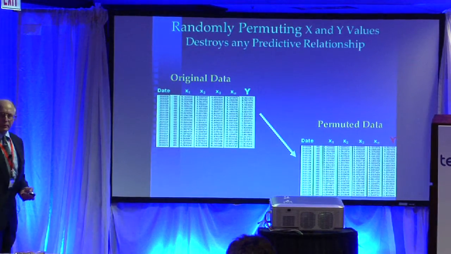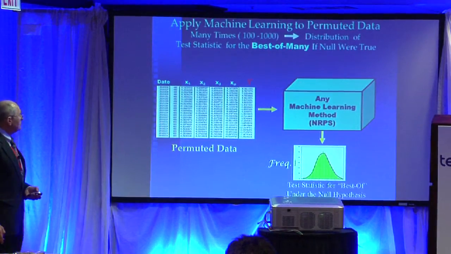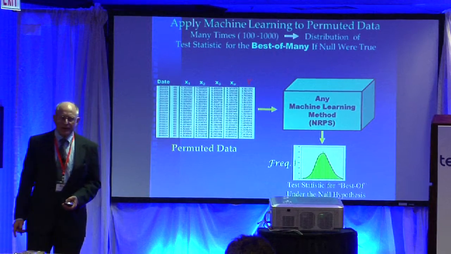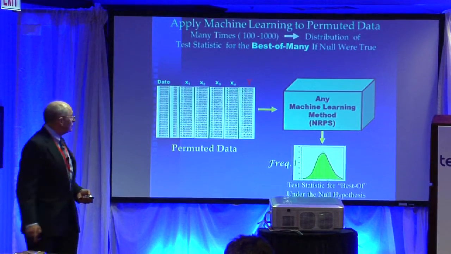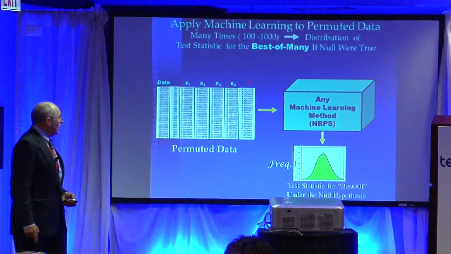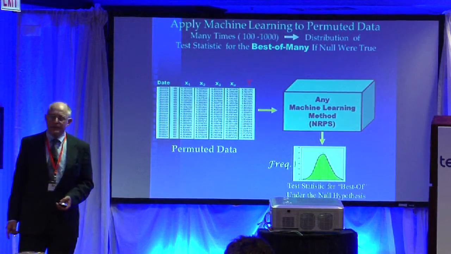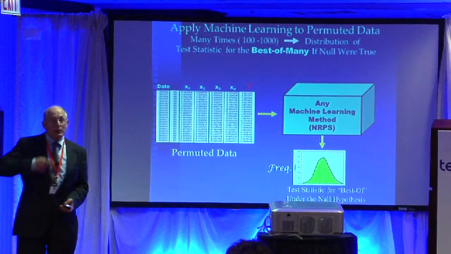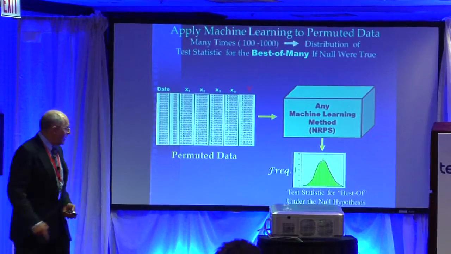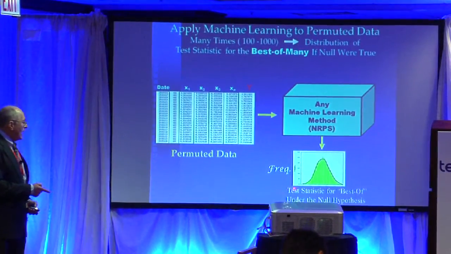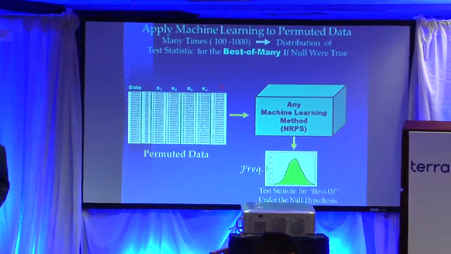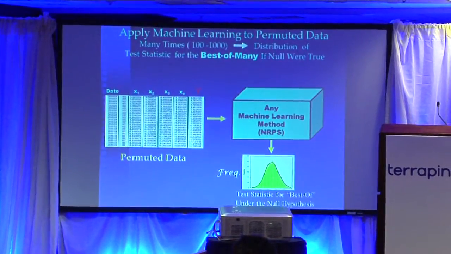Now what do we do with the permuted data? We simply apply our machine learning technique, whatever it is, in this case it's non-redundant predictor screening, 100 or 1,000 times to that randomly permuted data, each time re-randomly permuting it, and that gives us a distribution for whatever our test statistic is under the null hypothesis.